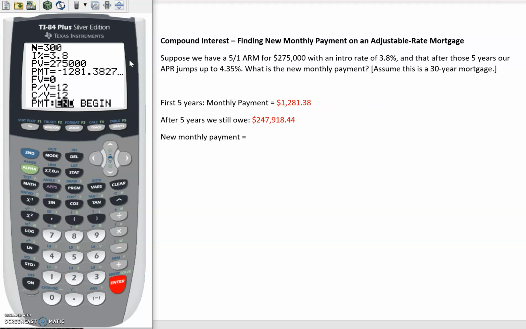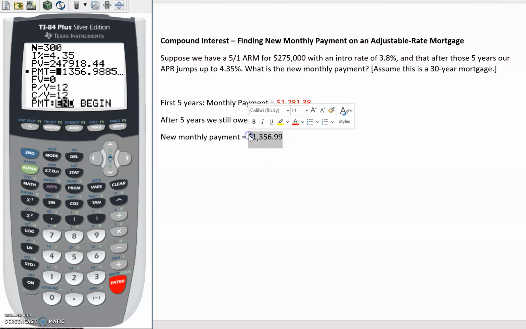Our new interest rate is 4.35. Our present value, well, we said we don't still owe that 275,000. We've made some progress. So that's our balance. That's why we solve for the balance. So 247,918.44. So this is how much we still owe. So everything is adjusted. We're 5 years in here. And then we're going to say, okay, now let's figure out what our payment is. So alpha, enter, and so our new monthly payment at this higher interest rate, $1,356, and well, we got to round this as well, 99 cents.